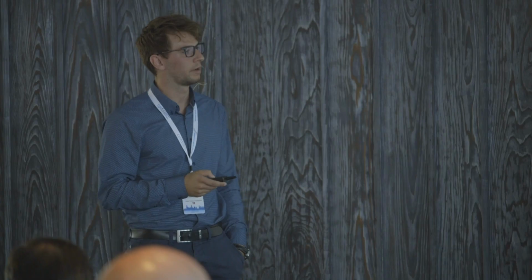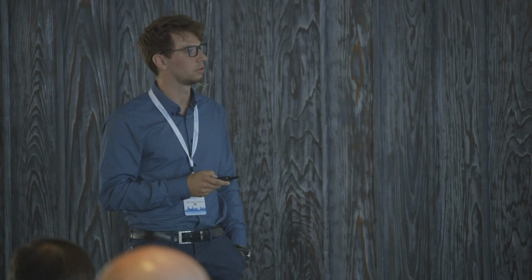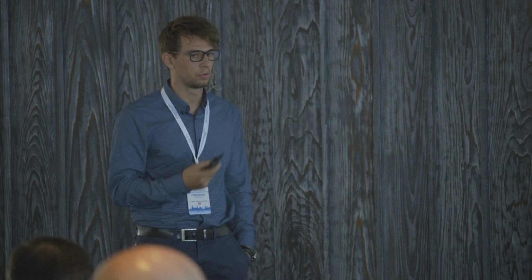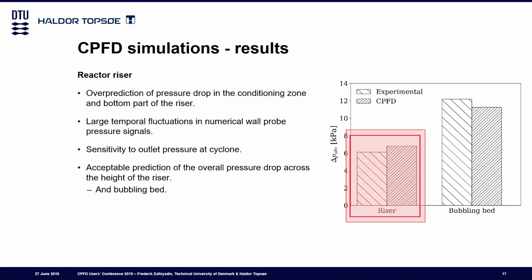One of the big problems we have is the difference in standard deviations on the numerical data versus the experimental data. We're only averaging over 50 seconds compared to 371 seconds for the experiments, and that causes this relatively high standard deviation. I think simulating for a longer time would solve some of that. But in terms of overall pressure drop across the height of the riser, we're doing a fairly okay job in predicting that, even though we're seeing some trend problems.